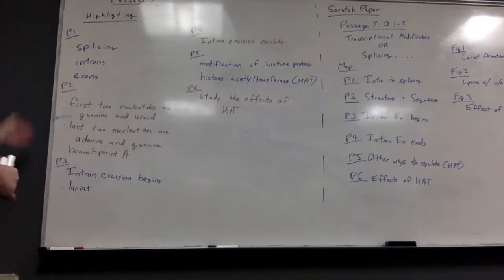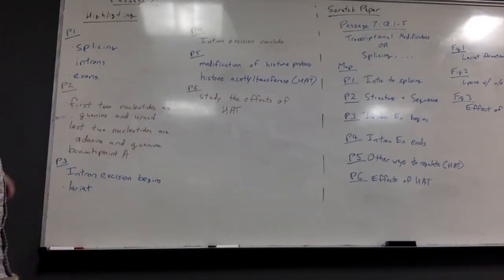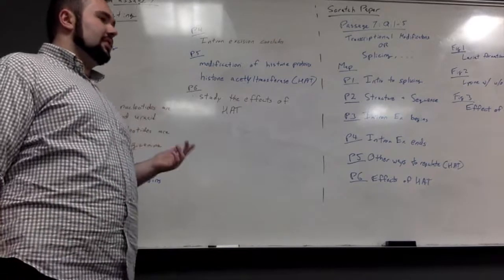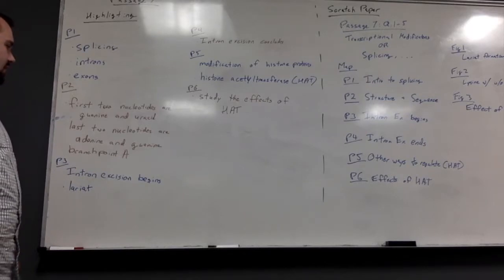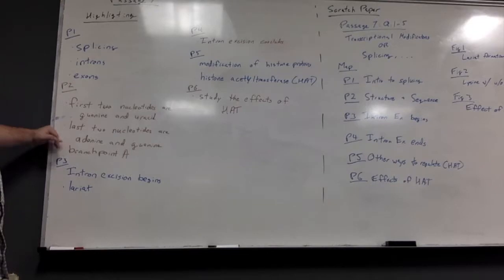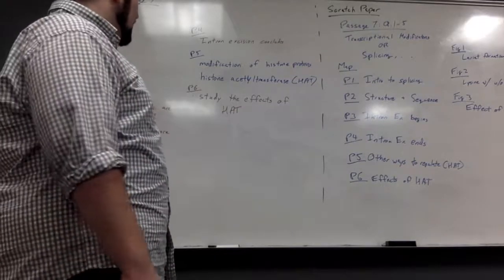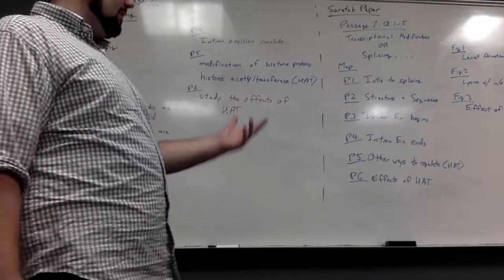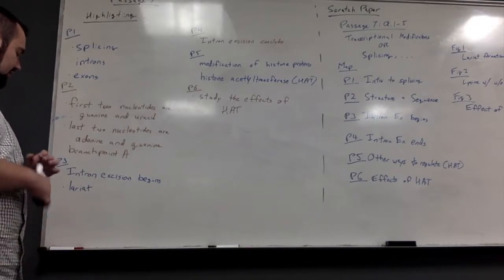In paragraph 2, I've highlighted the first two nucleotides are guanine and uracil. The last two nucleotides are adenine and guanine, as these are also main ideas and main themes of this particular paragraph, as this paragraph is essentially talking about the structure and sequence of our mRNA strand. And they also give us something that says branch point A, right? And it tells us what branch point A is in this paragraph. That may be an unfamiliar term, which it should be, and so we went ahead and highlighted this as this is a pretty good definition.